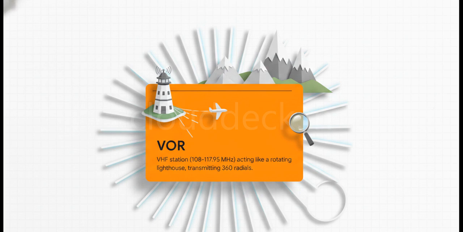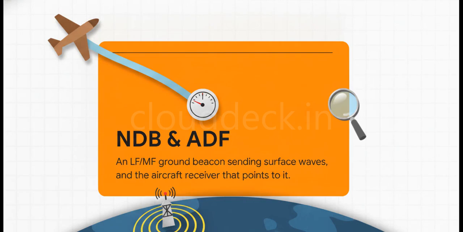But remember, because it's VHF, it operates strictly on line of sight. If a mountain rolls in the way, or if you drop below the curve of the Earth, boom, you lose the signal. Okay, next up is the NDB, or non-directional beacon, and its cockpit sidekick, the ADF, or Automatic Direction Finder.